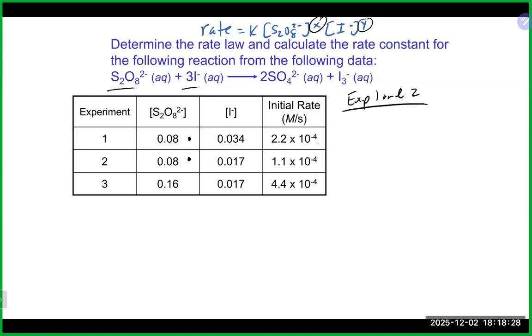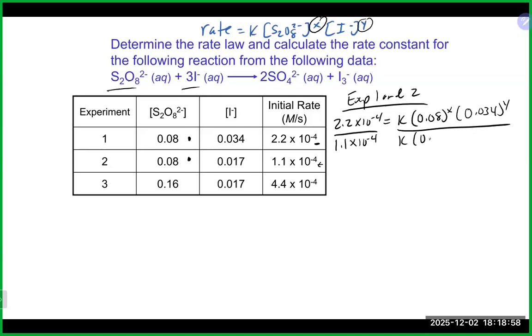And again, I'm going to take the larger rate and put that on top. So experiment 1 is going to go on top, and that's going to be 2.2 times 10 to the minus 4 is equal to k times my 0.08 to the x and my 0.034 to the y. And again, that's just everything from the table from experiment 1. We're going to do the exact same thing for experiment 2 and put it on the bottom: 1.1 times 10 to the minus 4, our k, our 0.08 to the x, and our 0.017 to the y.